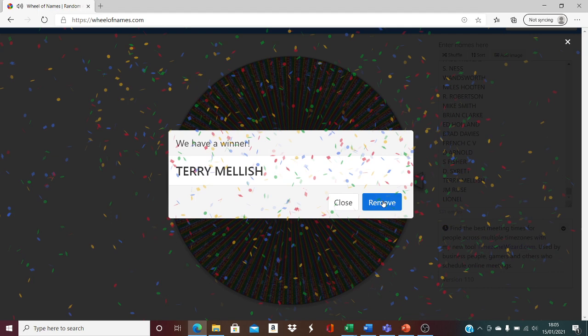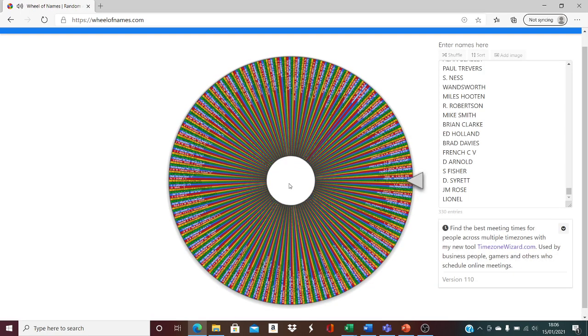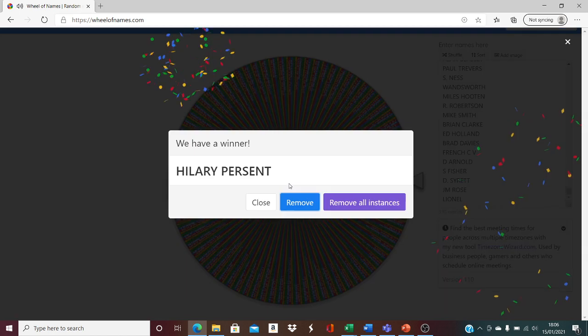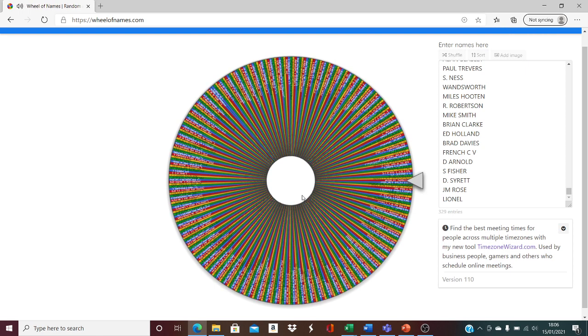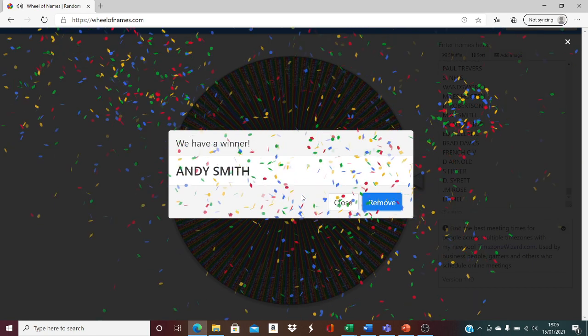Okay. So, for a pair of FootJoy trousers, so we're on to the outfit now. Hillary Percent. Well done, sir. Right, so for a FootJoy shirt, see if Hillary can get the shirt and trousers combo. Andy Smith loves his FootJoy as well. Well done, Andrew. Always wins, Andy Smith.